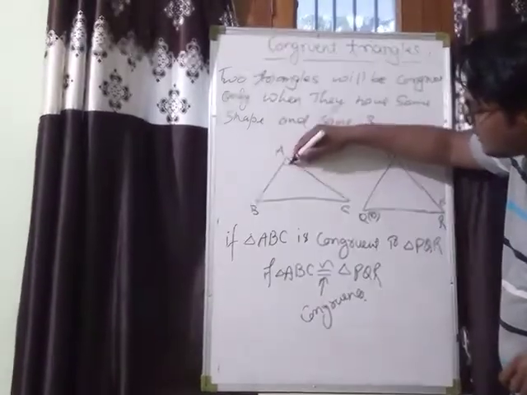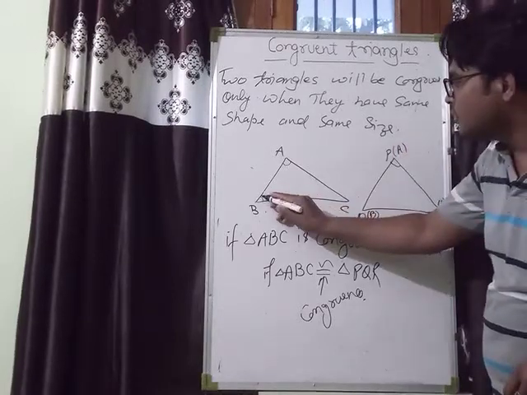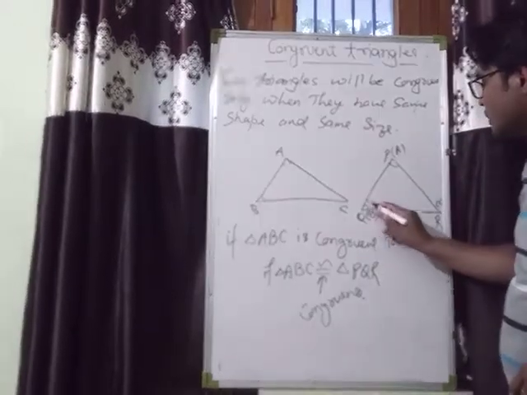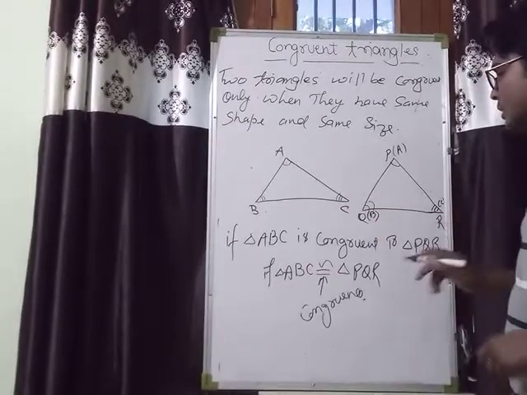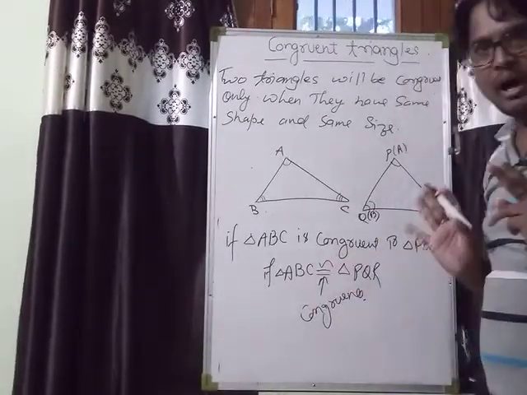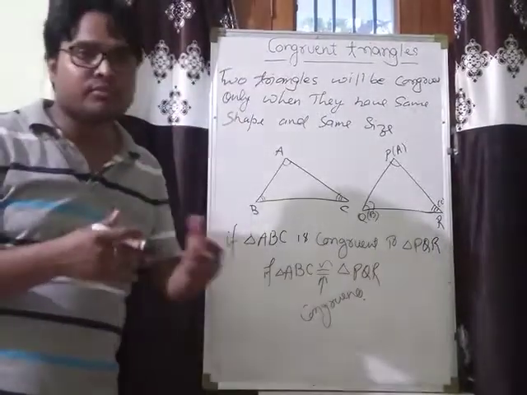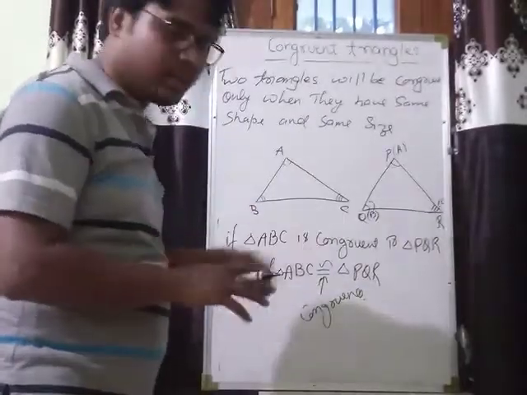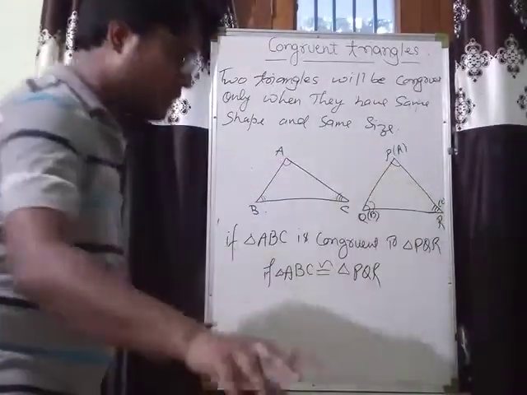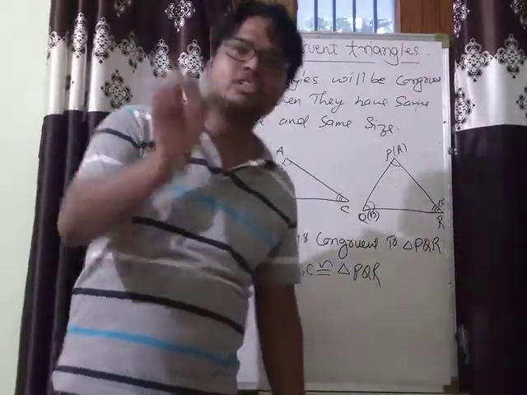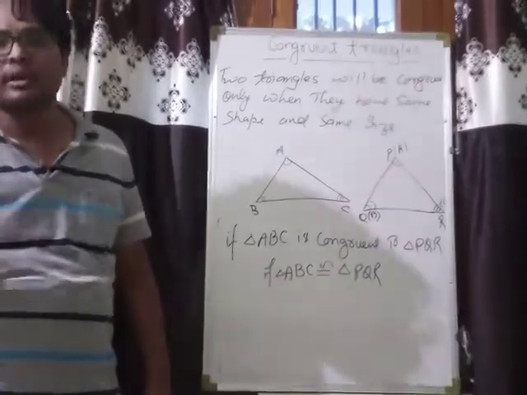Angle A will be equal to angle P. Angle B will be equal to angle Q. And angle C will be equal to angle R. Means if these two triangles are congruent, then what conclusion will we get from there? If two triangles are congruent, then their corresponding sides will be equal, and also corresponding angles will be equal.